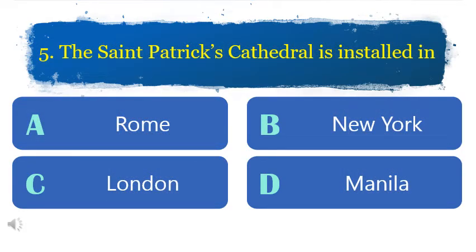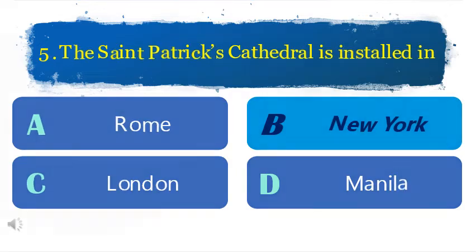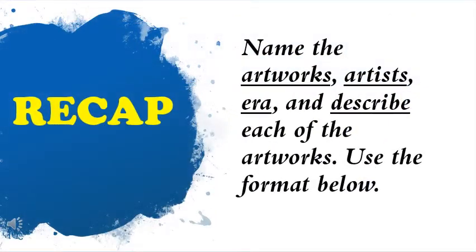5. The St. Patrick's Cathedral is installed in A. Rome. B. New York. C. London. D. Manila. The answer is letter B. How many correct answers did you get? Great! Let's now proceed to recap.